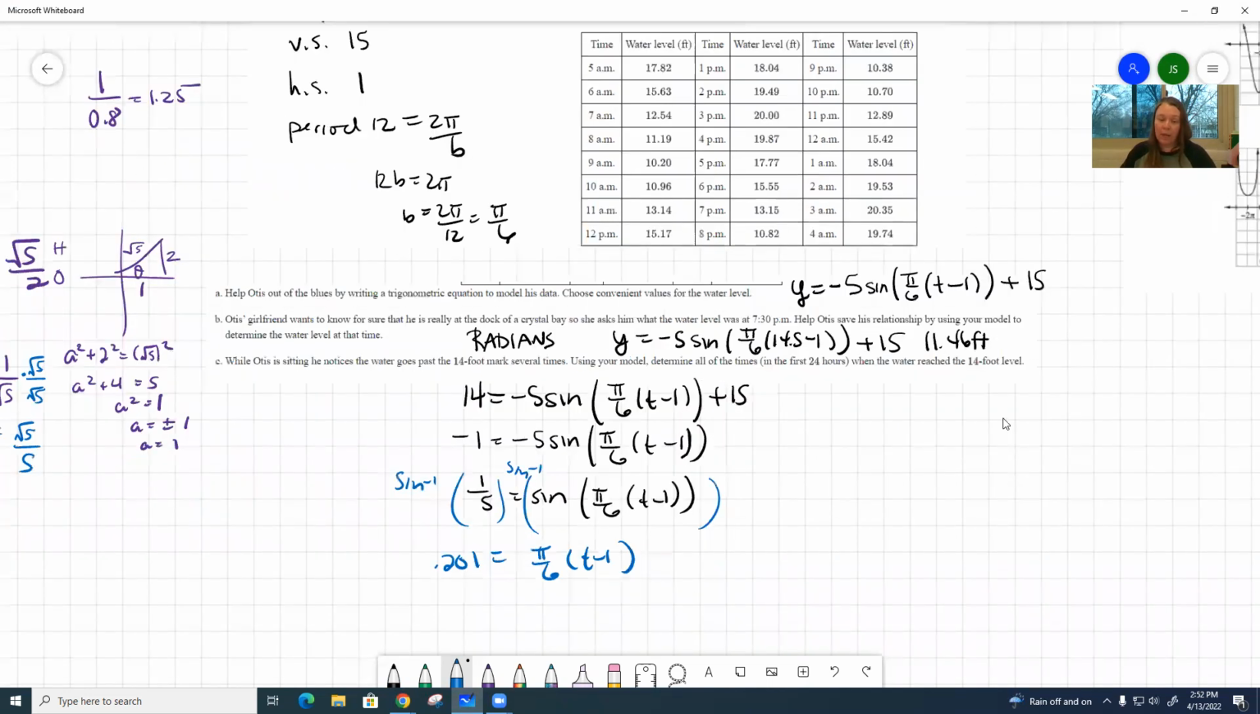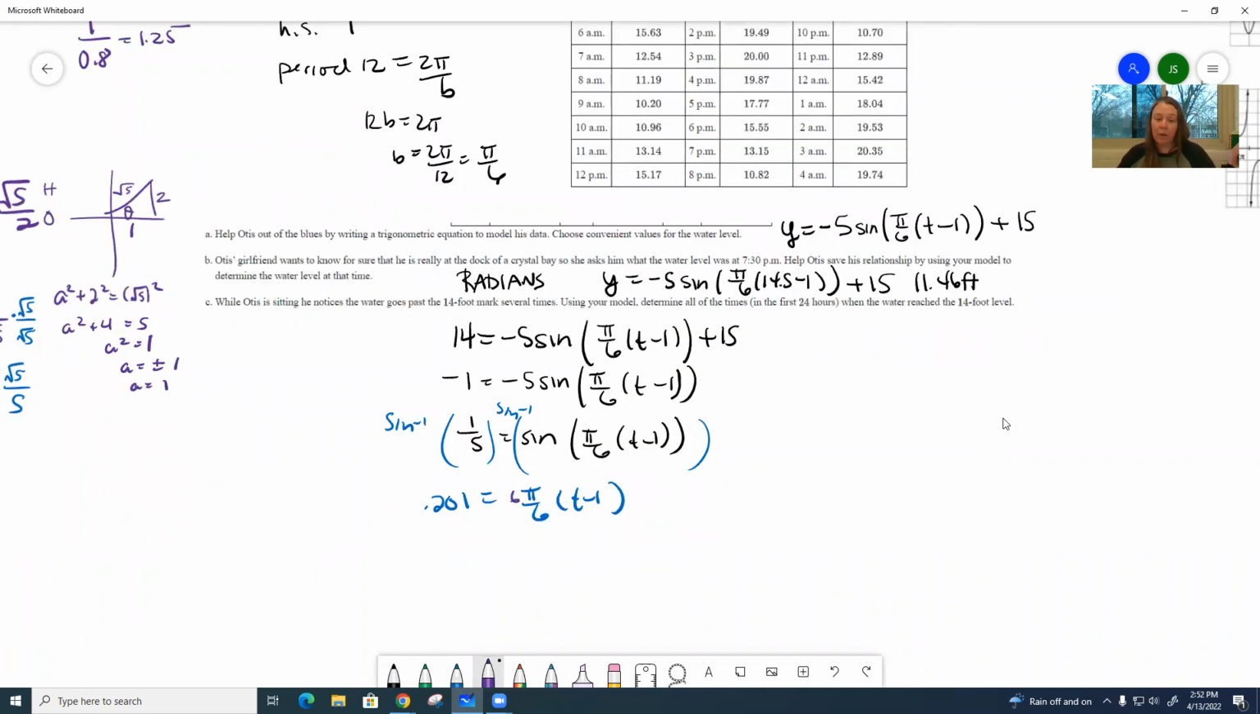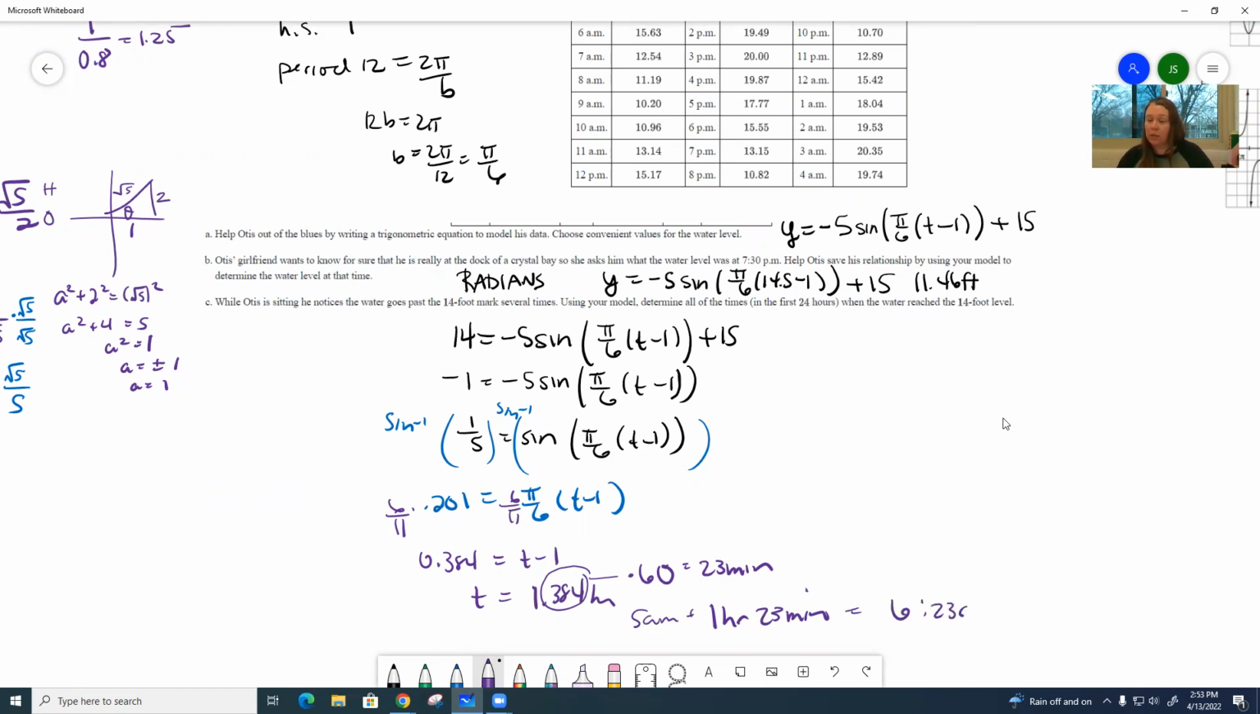And then when you multiply both sides by the reciprocal of pi over 6, so 6 over pi, then you get 0.384 equals t minus 1. And then you add the 1 and you get 1.384 hours. So 1 hour and 384 thousandths of an hour. I want to know how many minutes this is. So I'm going to multiply this by 60, and that's equal to 23 minutes. So 1 hour and 23 minutes. Well, if you think about it, we started at 5 a.m. 1 hour and 23 minutes from 5 a.m. would be 6:23 a.m.